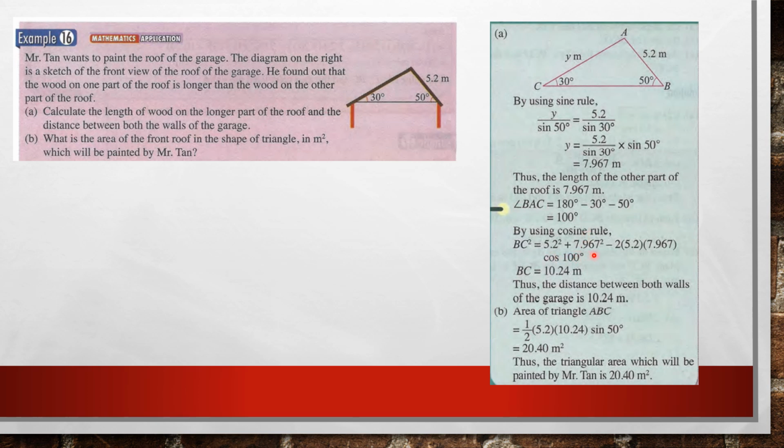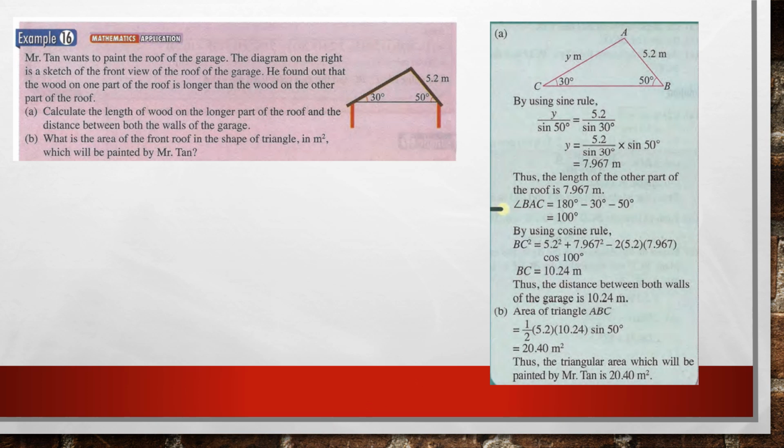So you can use cosine rule. 5.2 square plus 7.967 square minus 2 times 5.2 times 7.967 times cos 100. So we will get BC equals 10.24.